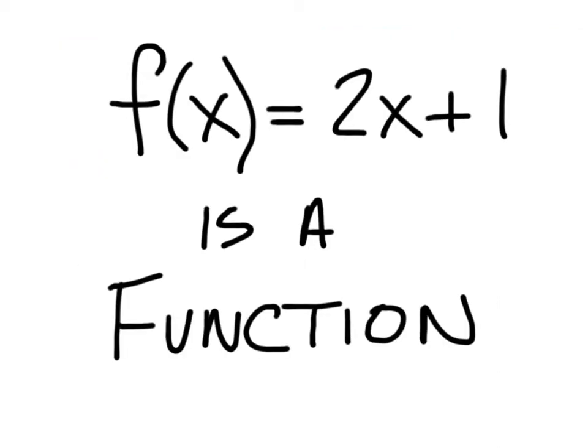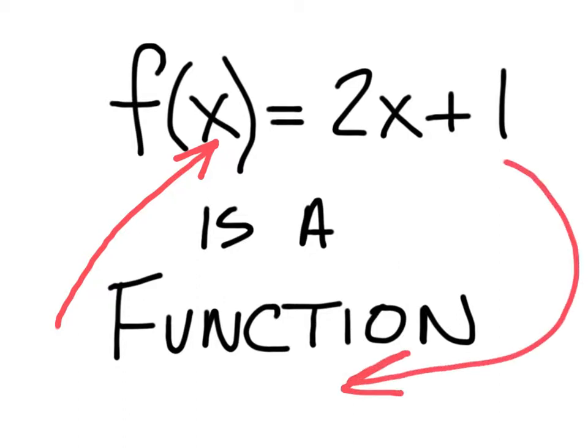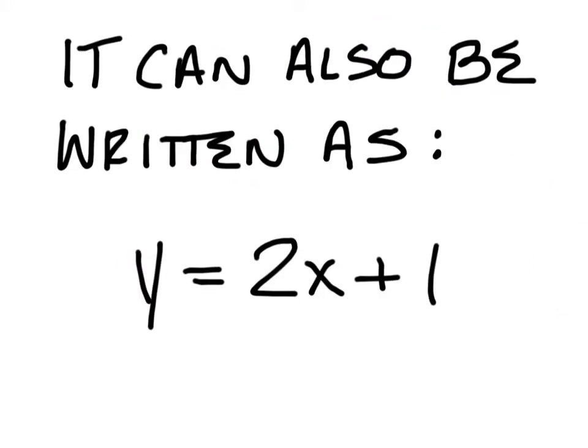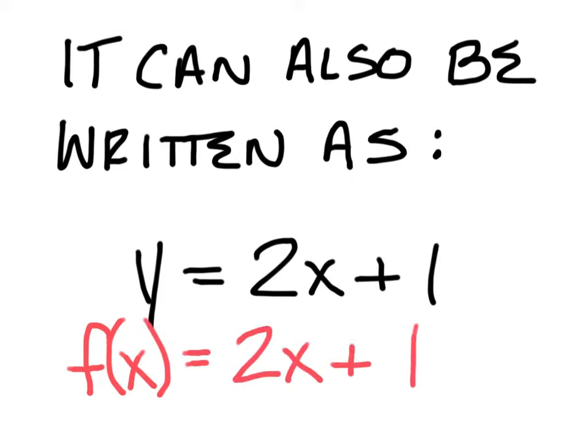f of x equals 2x plus 1 is a function. That means it's like a machine. If it were a vending machine, you would put the money in here, and then the answer would come out. Whatever you put in here for x, you insert for x in the actual expression, and then evaluate. It can also be written as y equals 2x plus 1. y equals 2x plus 1 is the same thing as f of x equals 2x plus 1.